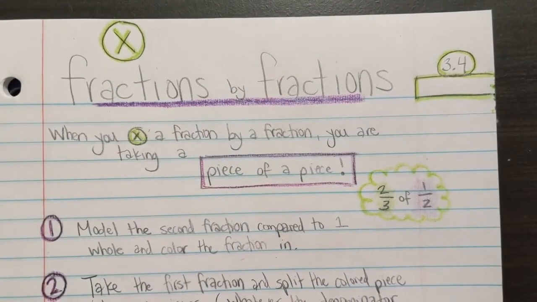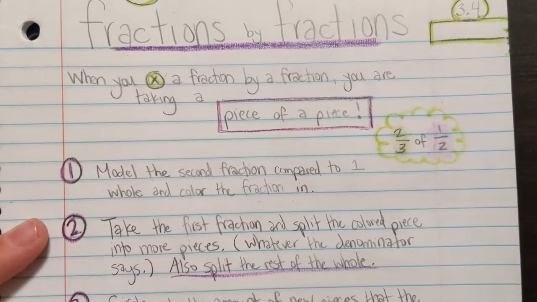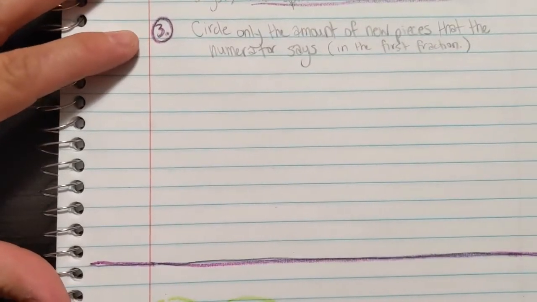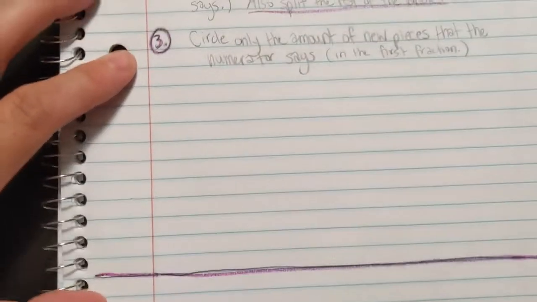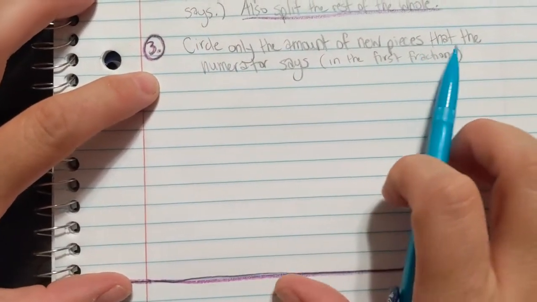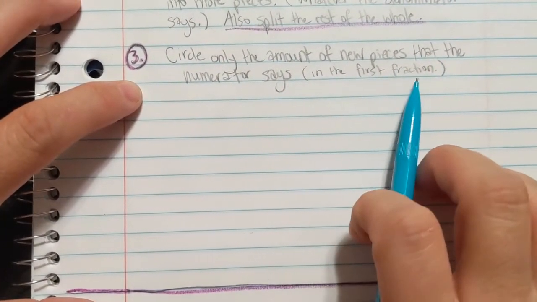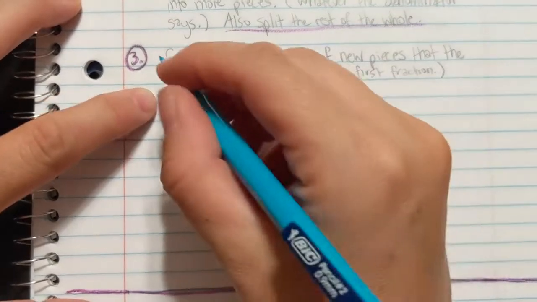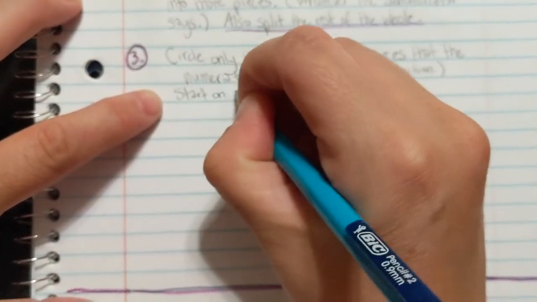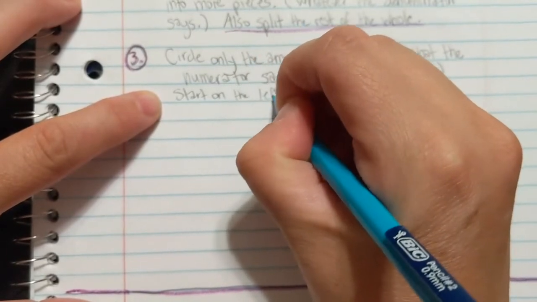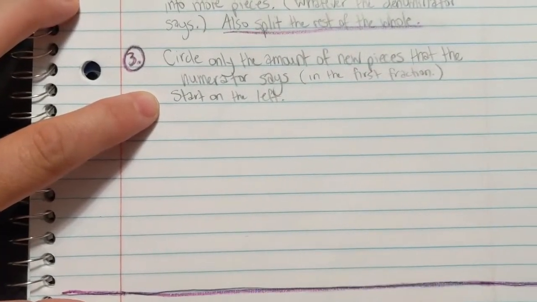So there are 5 steps and we're only on step number 3. So I've done all the modeling. I've circled what I'm supposed to, only 2 of them, and I start on the left, right? Actually, we should say circle only the amount of new pieces that the numerator says in the first fraction. And then let's write start on the left. That way we know exactly where to start.